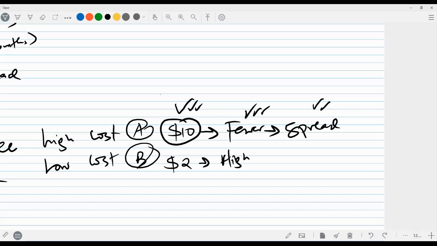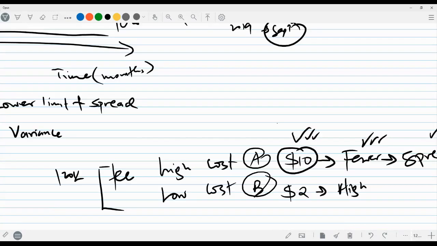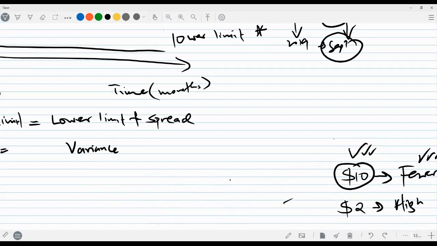Okay, great. Going back to the spread, don't forget there's a direct correlation. The higher the cost, the higher the spread. The next factor that influences the spread is equal to the cost per transaction. Let me call it transaction cost, CT. Variance times the cost of transaction.